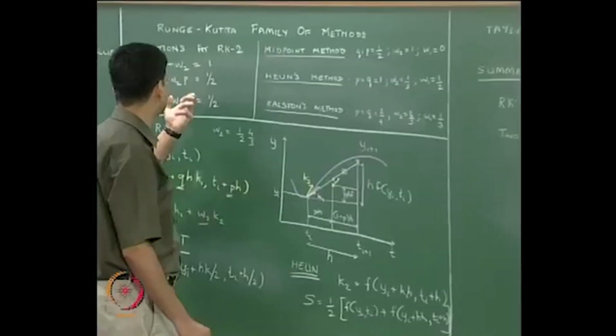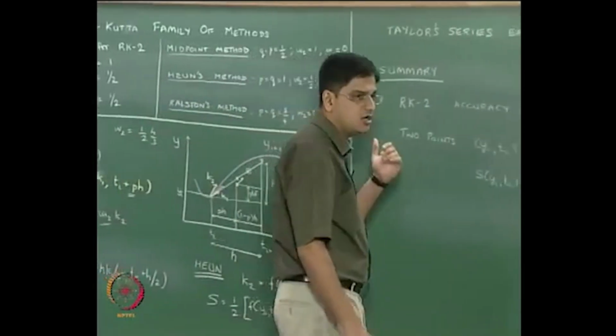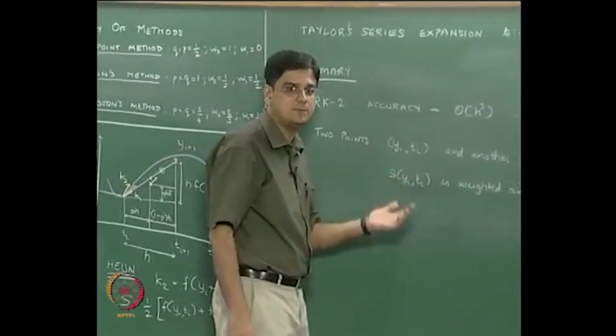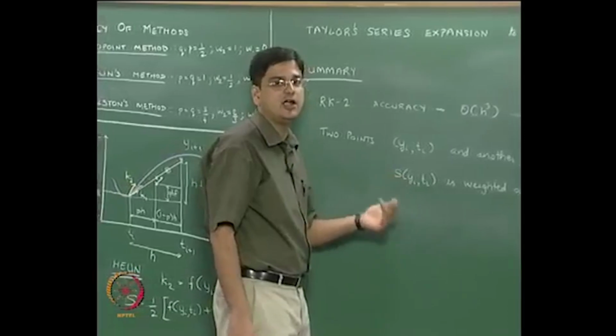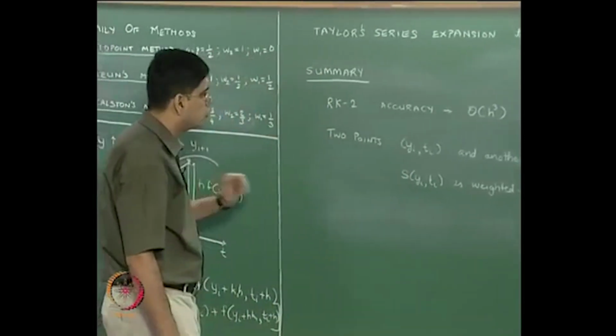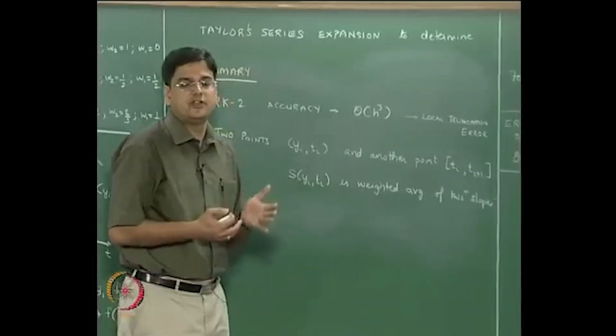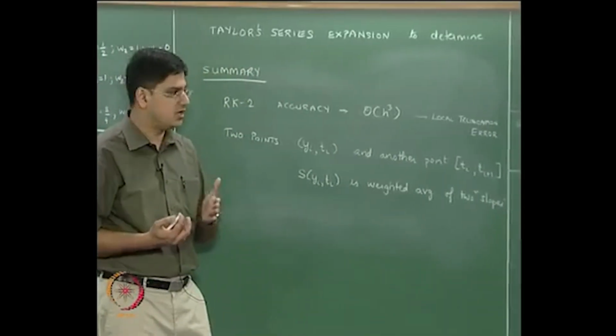and the three expressions that the RK2 conditions are going to satisfy are W1 plus W2 equal to 1, W2 multiplied by P equal to half and P equal to Q, okay. So those are the things that RK2 method is going to satisfy, okay. So that finishes today's lecture.